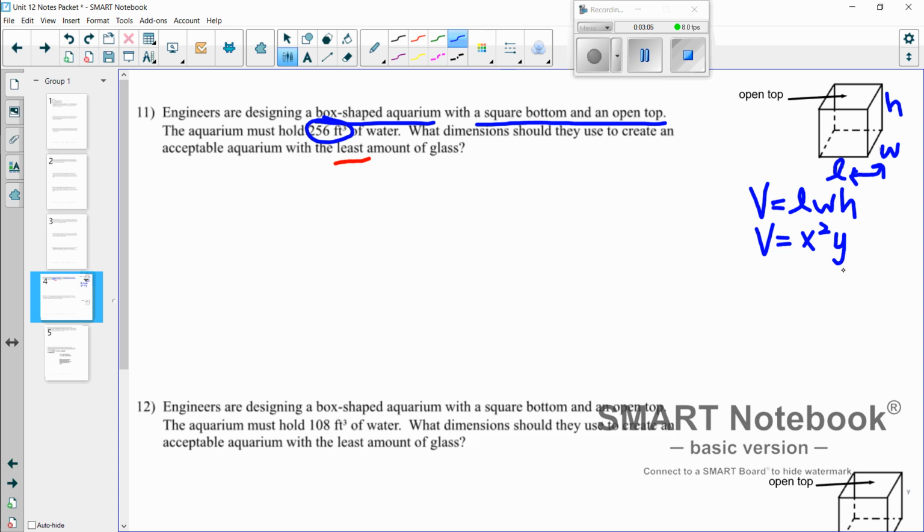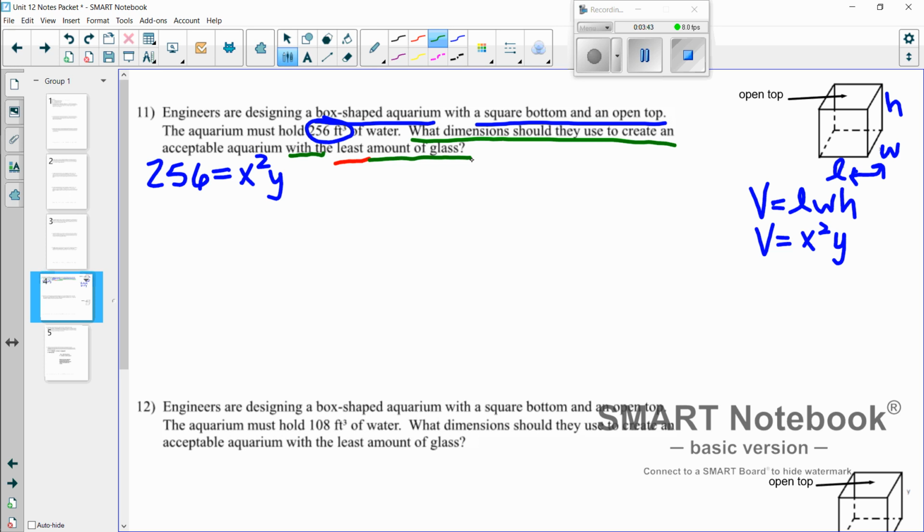It's a square bottom. Now we can also go one step further: since the volume is 256, then that equals x squared y. So that would be our first known equation, right? We're after this known equation and this unknown equation. Well, this would be our known equation. Now, our second equation, or our unknown, what is our unknown? Well, it's this last sentence: what dimensions should they use to create an acceptable aquarium with the least amount of glass? Now, it's referring to the surface area there, right?